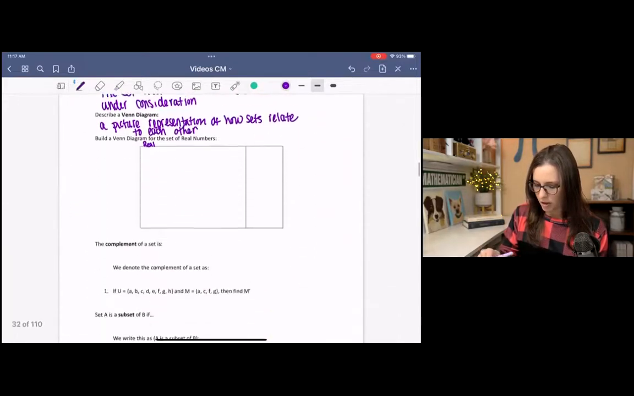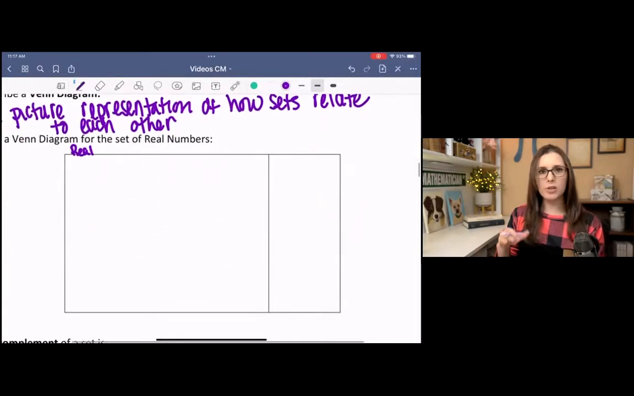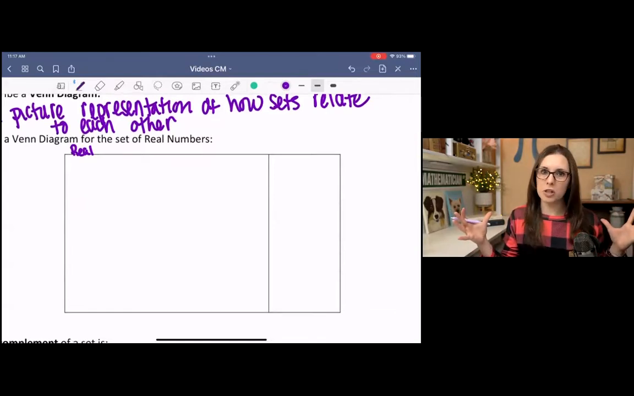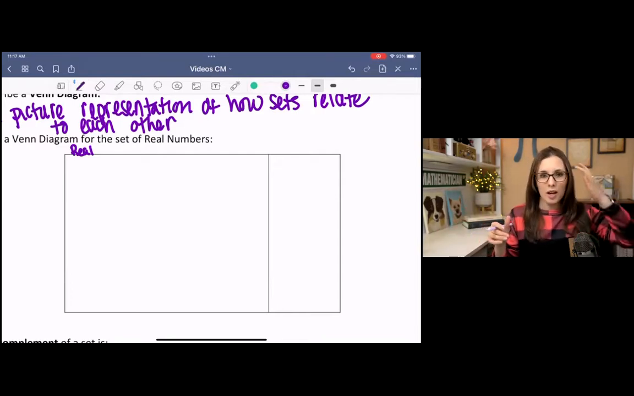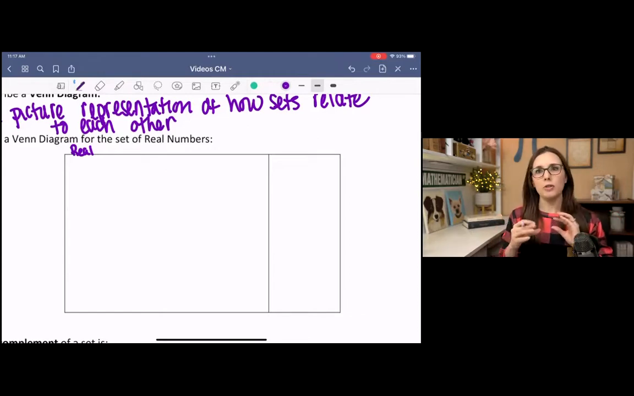Let's go back down here. So we have our real numbers. That's the universal set. That's all the numbers that we're talking about, the numbers under consideration. There are imaginary numbers, but that's not what we're talking about. We're talking about real numbers. And inside the real numbers, we have two categories. We have rational and irrational.